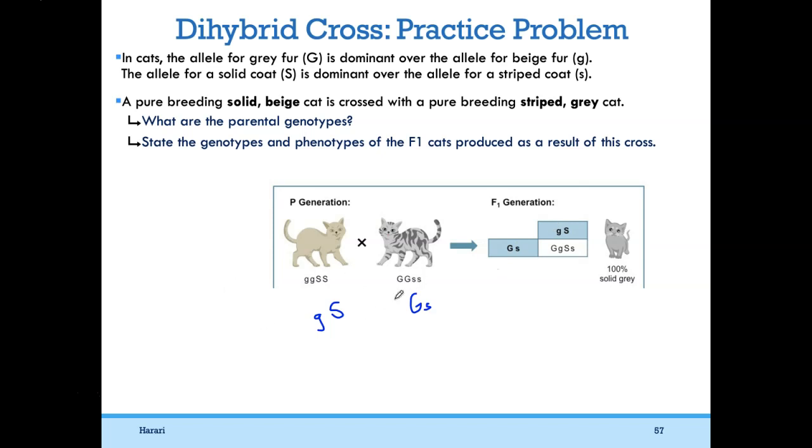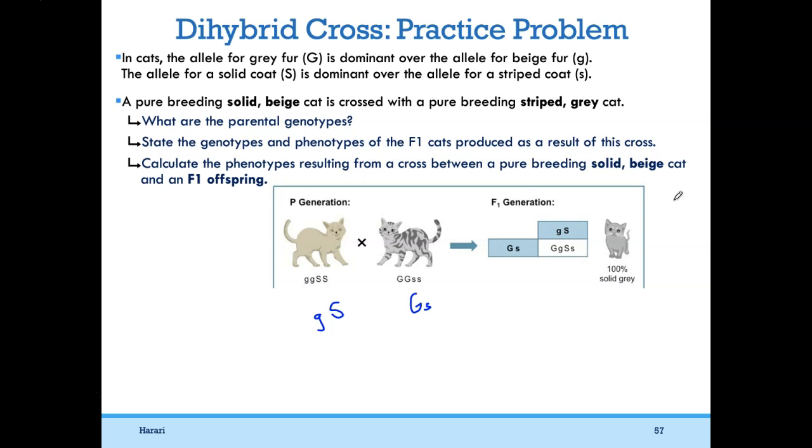Therefore, when these two sperm and egg come together, we're going to get all big G, big S, little s, which will be solid and gray cats. Now, calculate the phenotypes resulting from a cross between a pure breeding solid beige cat and one of these F1 offspring. So one of these F1 offspring is now mated with a solid beige cat. So pause here and try to do that in your notes.